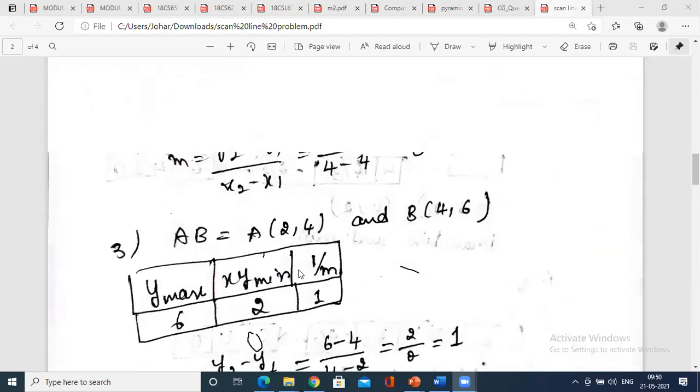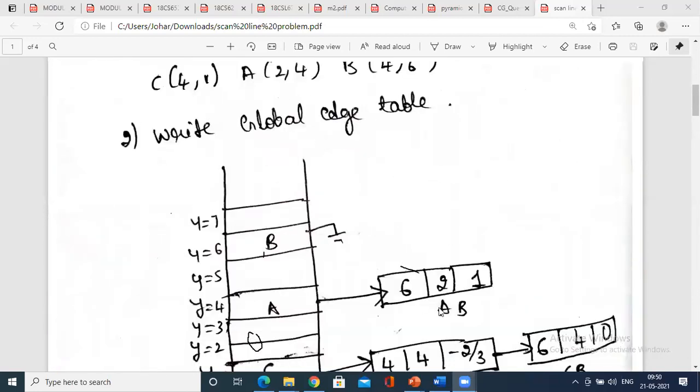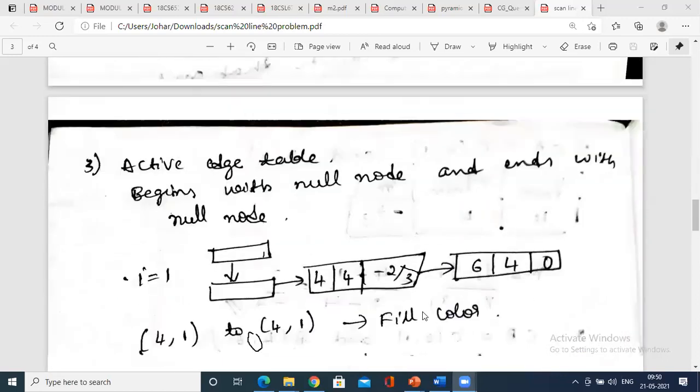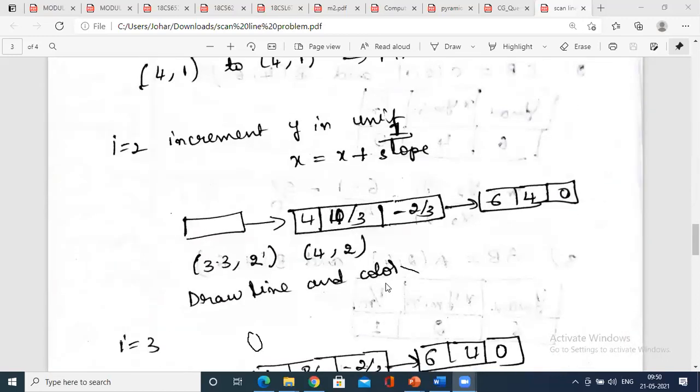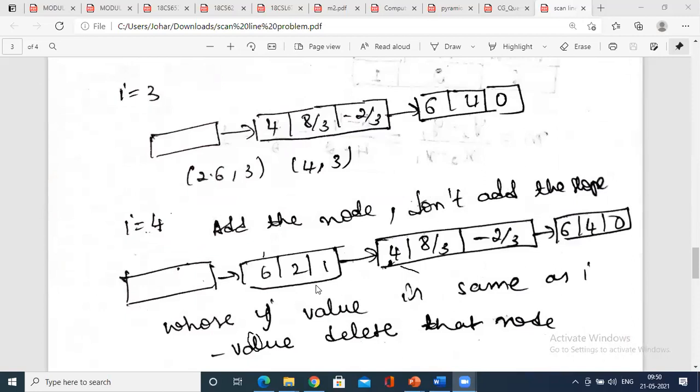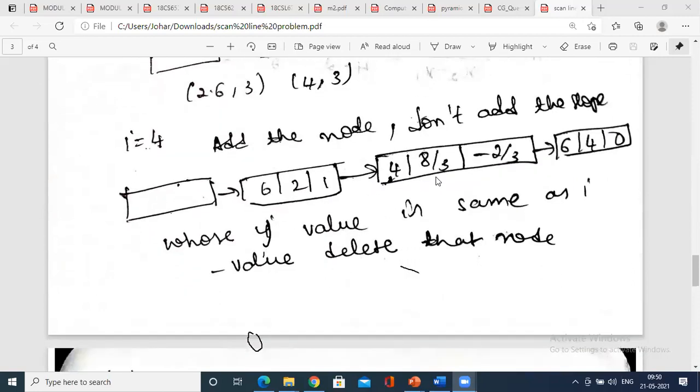Don't add the slope. Simply add the new node that came from the global edge table, 6 to 1. So 6 to 1 was there, no? See, from the global edge table 6 to 1 was there. So from null, 6 to 1 was added, and we have to delete one of the data structures. Which data structure has to be deleted? Where y value equals 4. So y value equals 4 is here, no? So that is being deleted. See, this is being deleted.